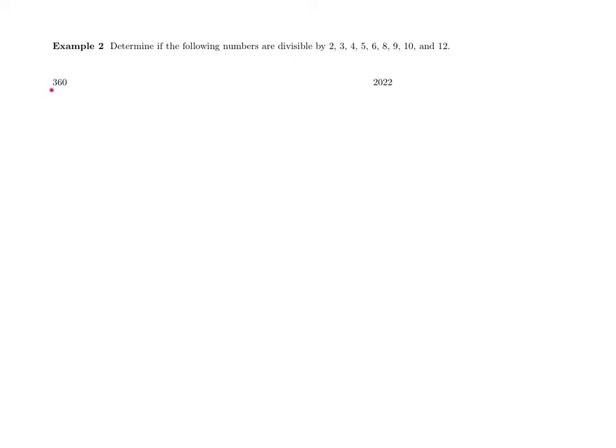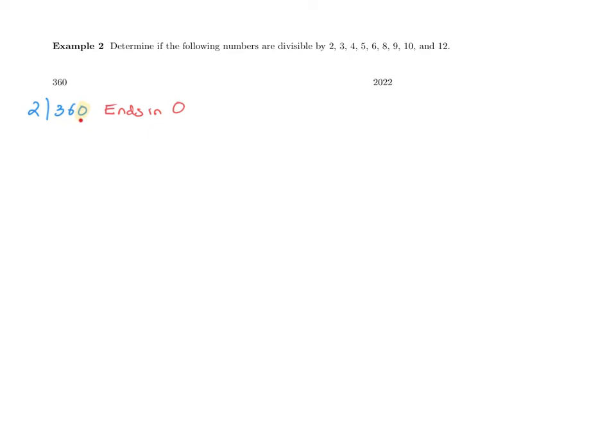So, first, does 2 divide into 360? And the answer is yes. We can write this down. 2 divides 360. And the reason for this is the number ends in 0, and 0 is even. So we can say 2 divides 360 because it ends in 0, and 0 is an even number. Now, what about 3?